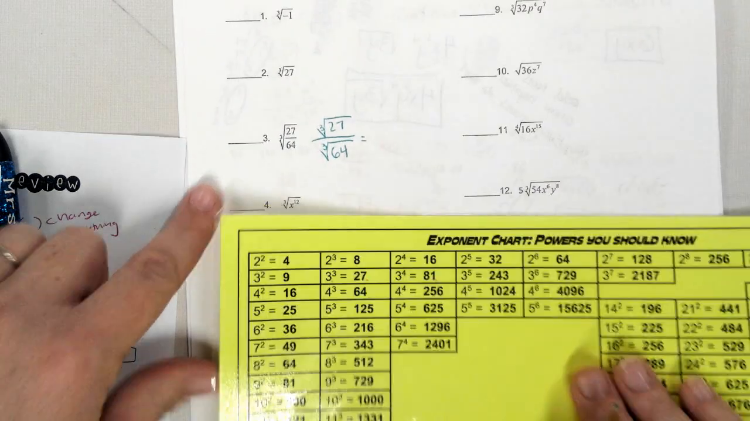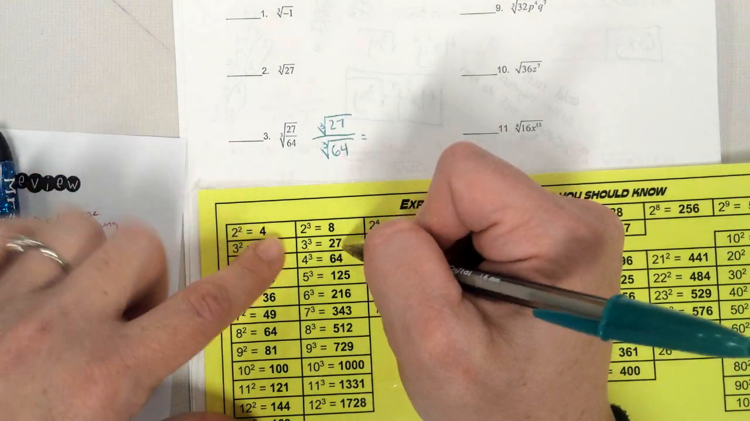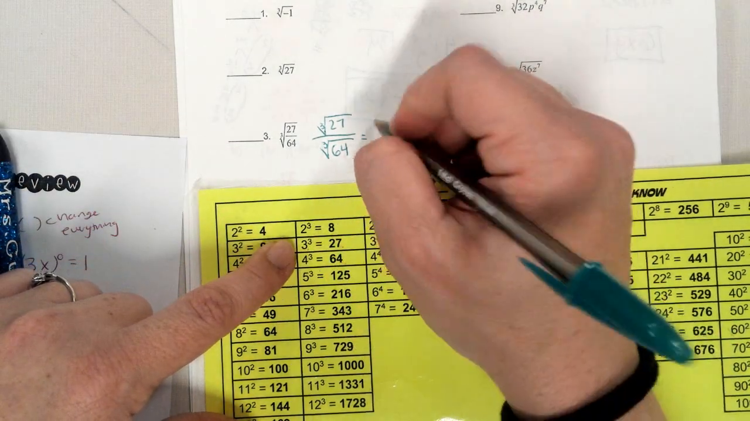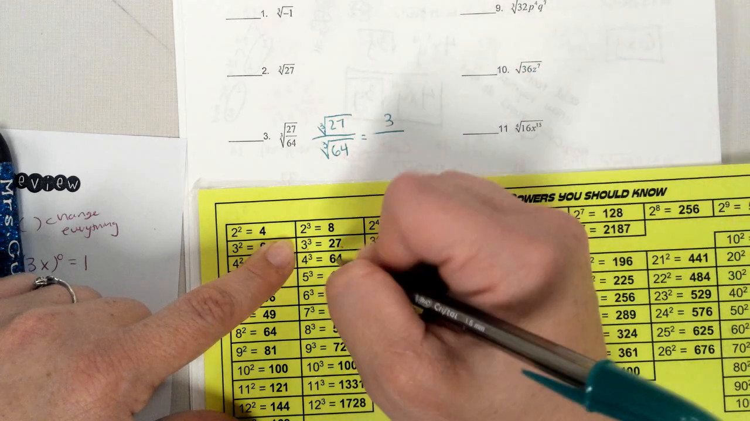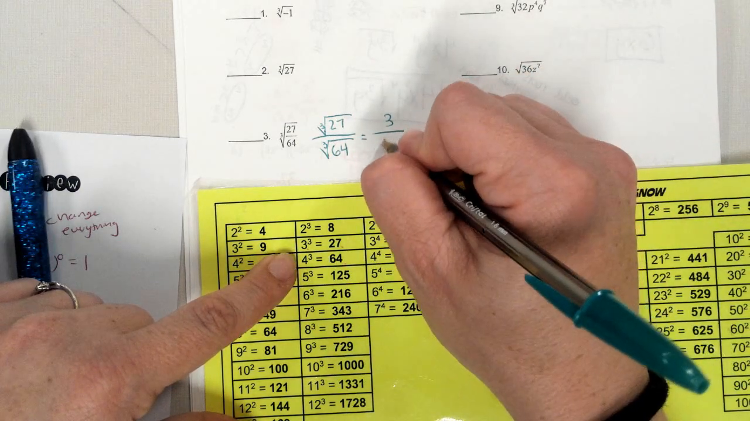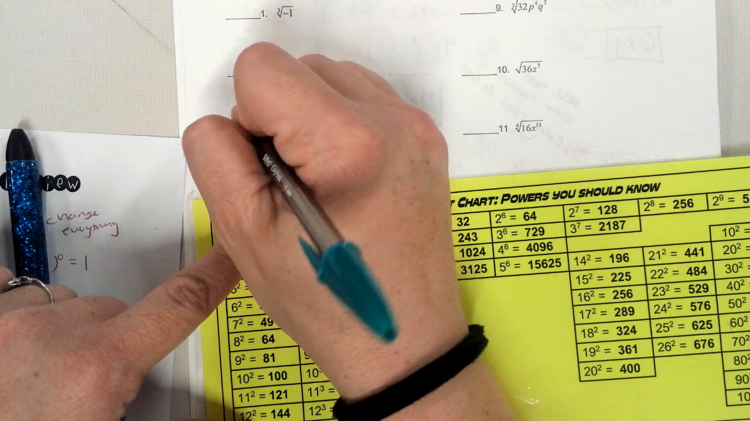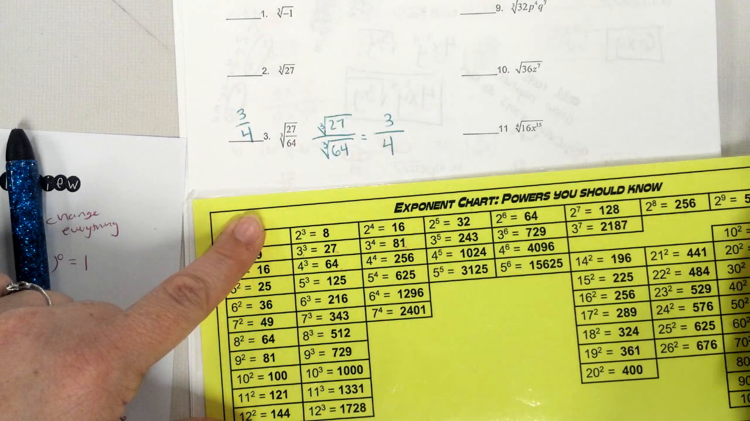Look at number 3. When there's a fraction, you can break it apart. And if you look at your paper, 27 is a perfect cube, 3 cubes, so that's 3. And 64 is a perfect cube with 4 cubes, so 4. So there's your answer, 3 over 4. Okay?